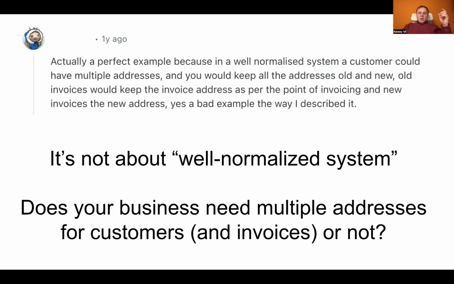Another example. Actually pretty perfect, because in a well-normalized system, a customer could have multiple addresses, and you would keep all the new and old addresses. Old invoices would keep the invoice address as per the point of invoicing, and new invoices will keep the new address. It's not about well-normalized system, actually. It's, again, you have to understand the logical design behind this system. Do you have multiple addresses for customers?